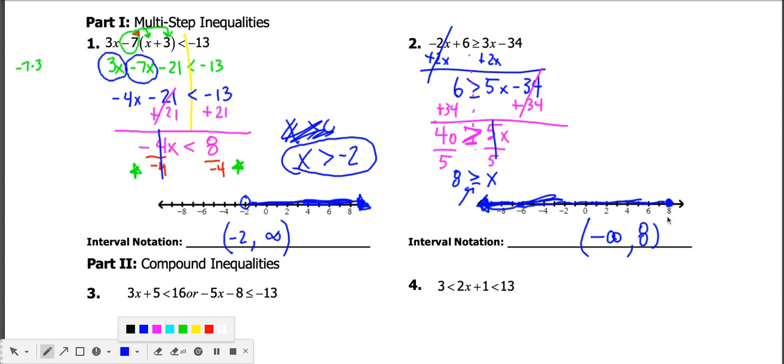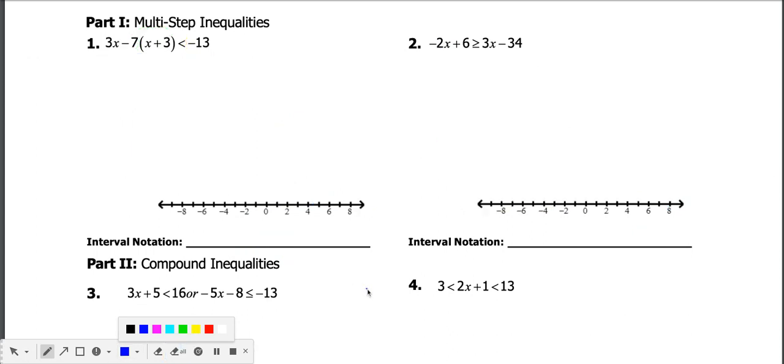But wait, hold on. Did I do something wrong? It's not parentheses right here. What is it? In interval notation, it will be a bracket, okay? So go back and make that a bracket because it's a solid filled in dot right there. Okay, we use a bracket instead. All right, let's move down and get to those next problems here.